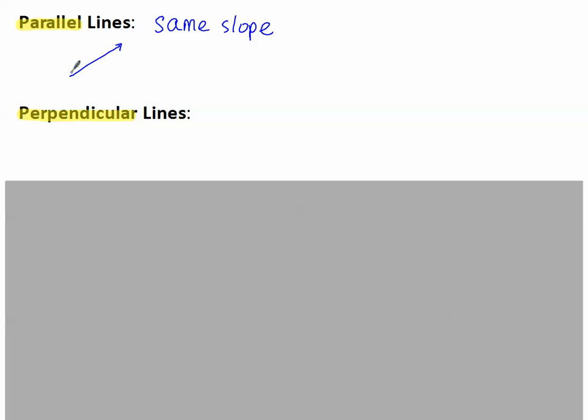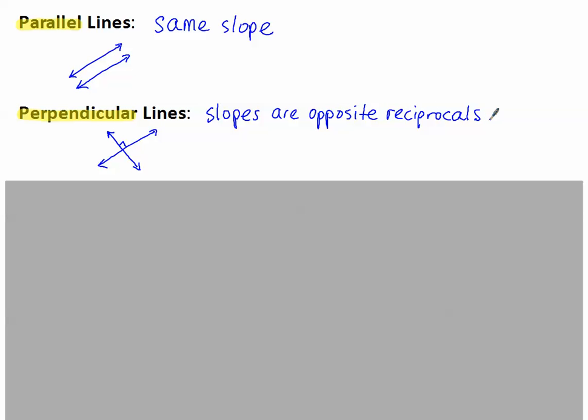Parallel lines go in the same direction, so same slope. Perpendicular lines don't go in the same direction, but they have to go in specific directions where they create a right angle at their intersection. They have slopes that are opposite reciprocals. Slopes are opposite reciprocals. So what does that look like?